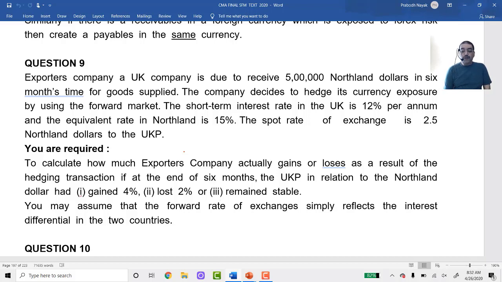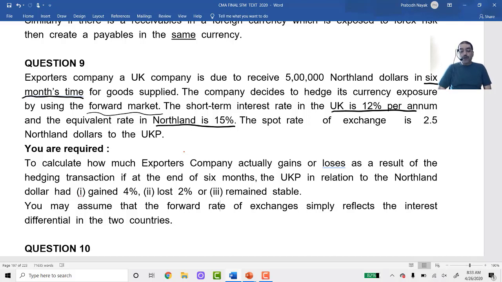The company decides to hedge its currency exposure by using the forward market, for 6 months' time. The short-term interest rate in UK is 12% per annum, and the equivalent rate in Northland is 15%. They are not stated as per annum, but it is per annum. The spot rate of exchange is 2.5 Northland dollars to the UKP.